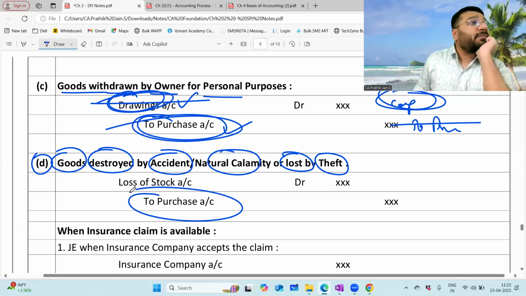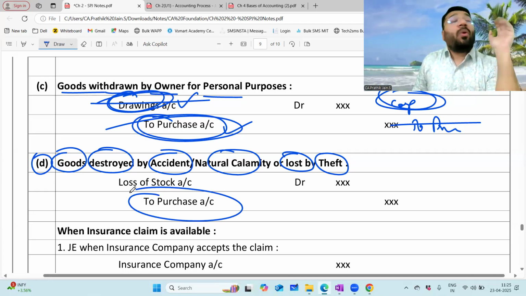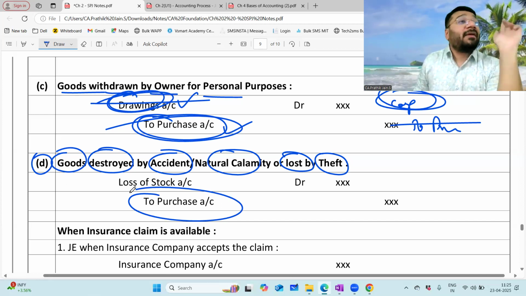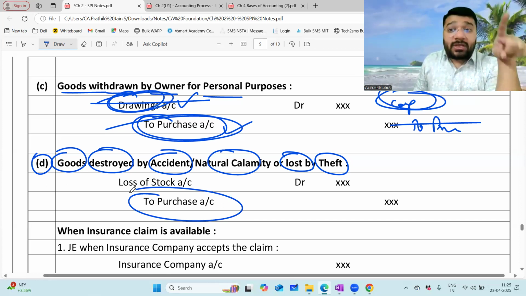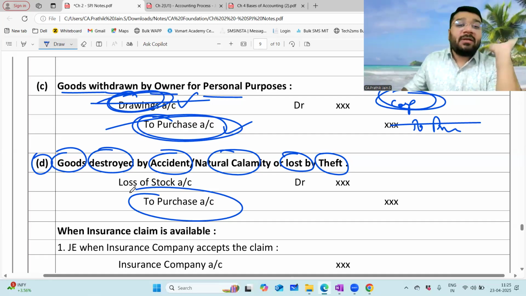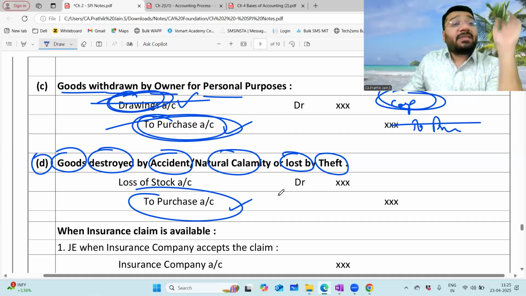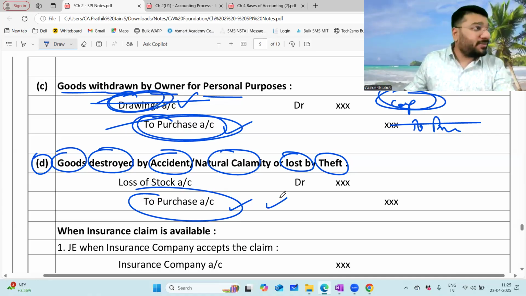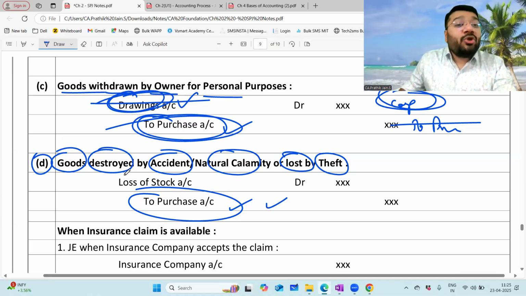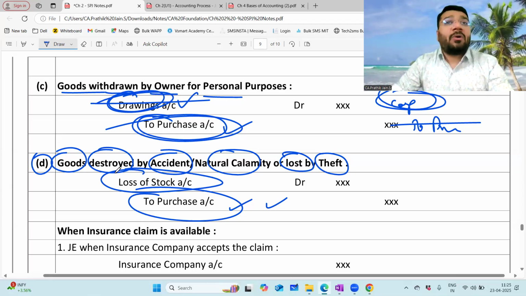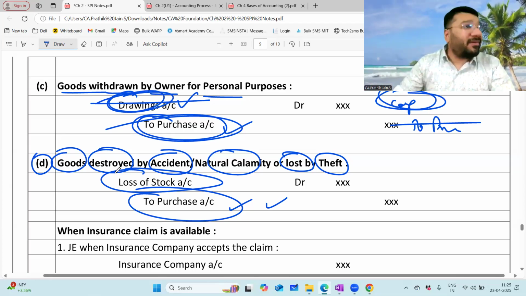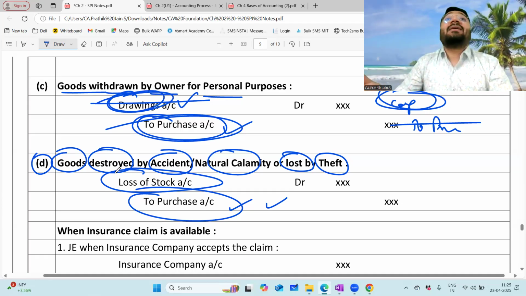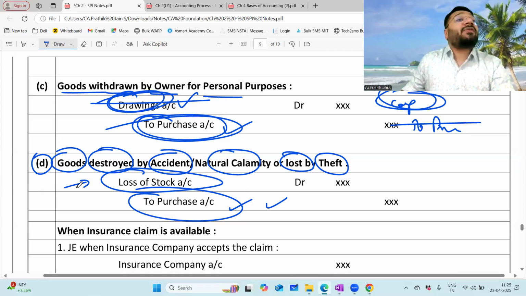Any problem? Wherever you break the promise, whatever be the reason, I'm not bothered about the reason. The moment you've broken the promise, if the goods are not sold, then you have to reverse the purchase. So I've reversed the purchases. I've reversed the expenses from the purchase account. In place of that, I've recorded the expense somewhere else. So where will I record? There's a new account called loss of stock account. Loss due to what? If it is destroyed by fire, loss of stock by fire, loss of stock by theft, any reason you can give.